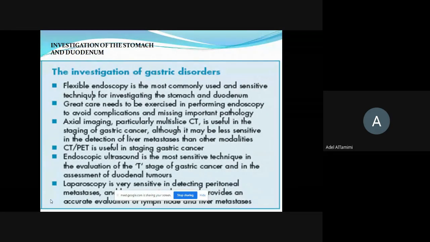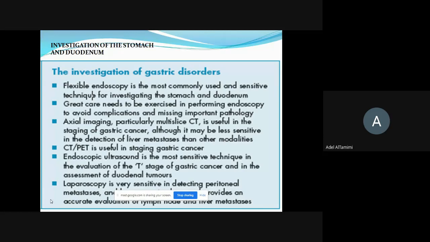Investigations, methods of investigating gastric disorders. The most important one is flexible endoscopy, flexible OGD, oesophagogastroduodenoscopy, the most commonly used and sensitive technique for investigating the stomach and the duodenum, gastric and duodenal conditions.